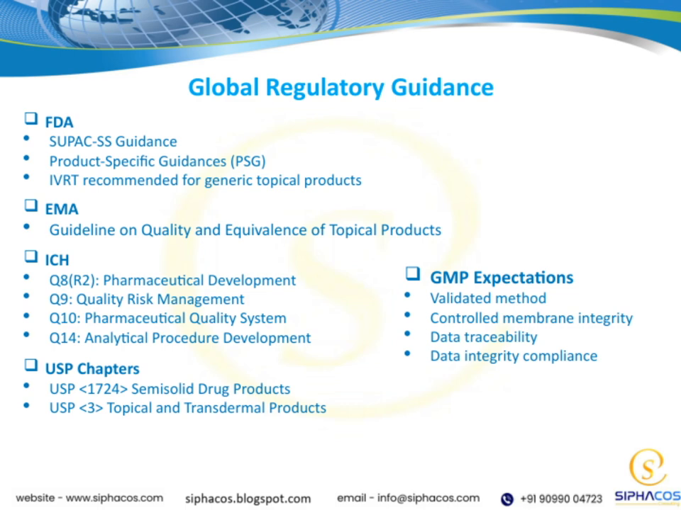Globally, agencies like the FDA, EMA, and ICH provide guidance to keep us aligned. For example, FDA's SUPACSS and product-specific guidances recommend IVRT for generic topicals. EMA and ICH offer quality and risk management frameworks, while USP chapters set standards for semi-solid and topical products. Together, these form the backbone of quality assurance in topical drug development.